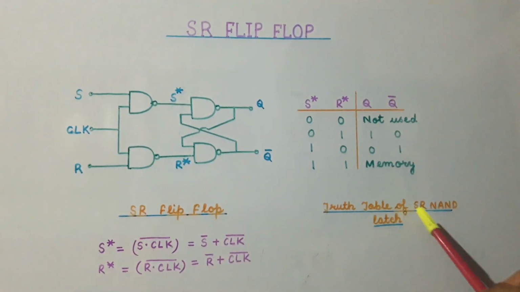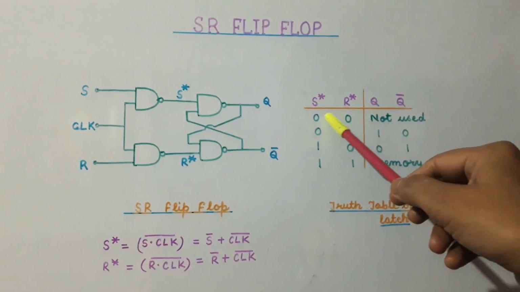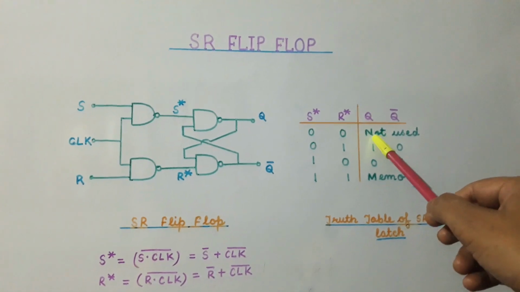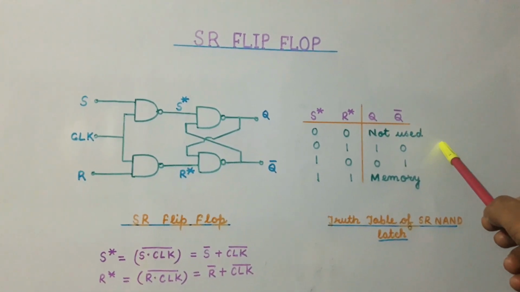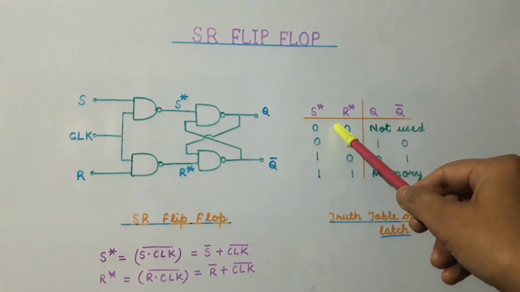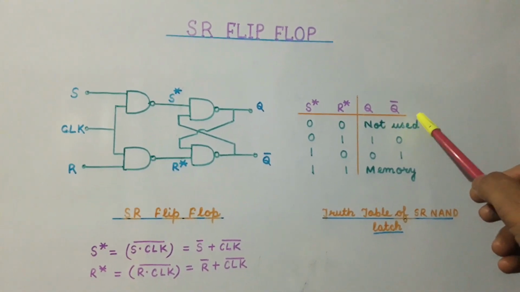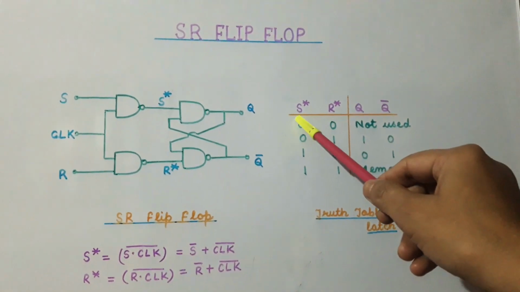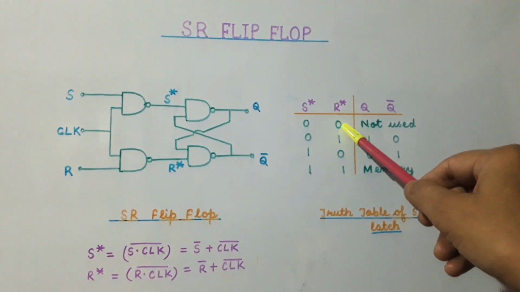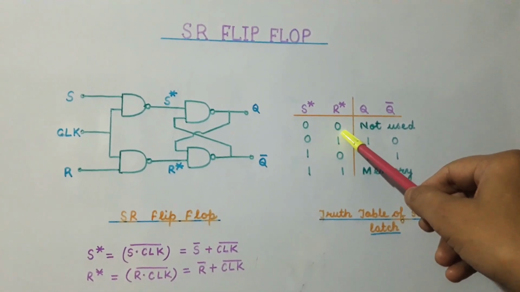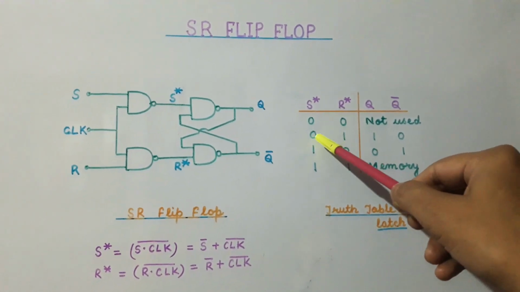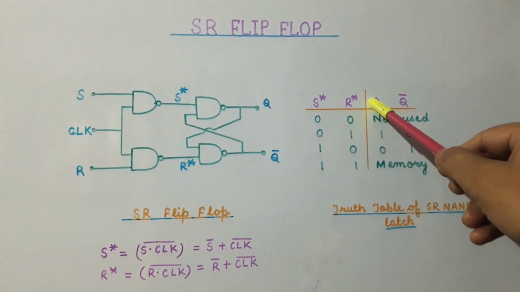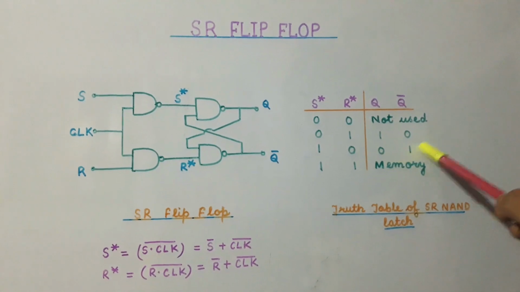From the truth table of the SR NAND latch, we can see that when the value of the inputs S star and R star are both 0, then this is the not used case, because we cannot determine the outputs Q and Q bar in this case because it will be contradictory. So we don't use this case when the value of S star and R star is equal to 0. Similarly, when the value of S star and R star are 0, 1 and 1, 0, then we get the outputs Q and Q bar as 1, 0 and 0, 1 respectively.